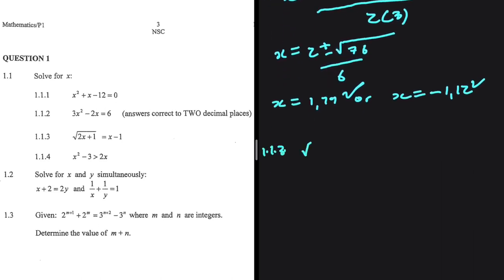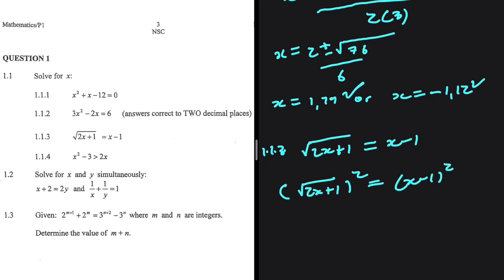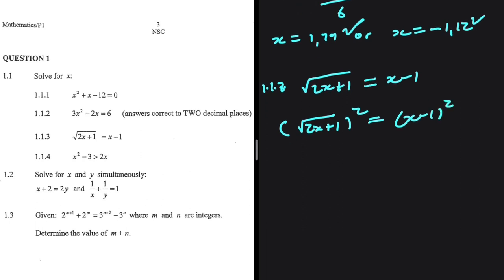1.1.3, we have the square root of 2x plus 1 being equal to x minus 1. This question is a very basic question. It is always there in the final exam. We're going to square both sides. We're going to have the square root of 2x plus 1 squared being equal to x minus 1 squared. So on the left hand side, we're going to have 2x plus 1. The square root and 2 just cancel out, being equal to x minus 1 squared.